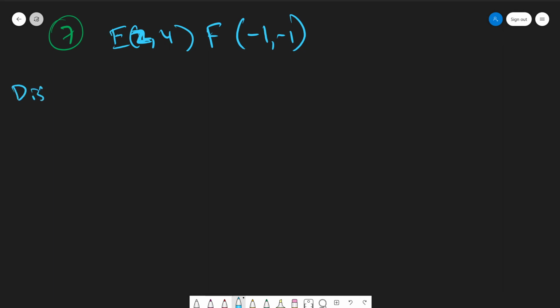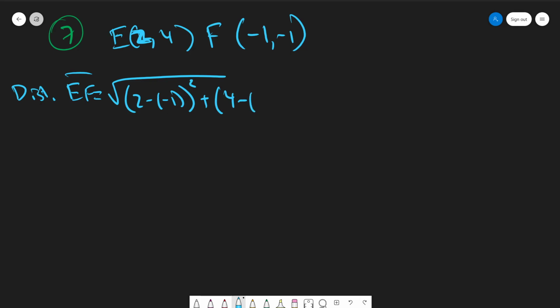So for 7, we've got E, which is 2, 4, and we've got F, which is -1, -1. So I'm going to do this one mathematically. Sorry, this is 2, 4. So I'm going to find the distance of EF mathematically by subtracting, after a square root, my x's, 2 minus -1. Then I'm going to subtract my y's, 4 minus -1. Oh, why did I throw in a free parentheses in here.